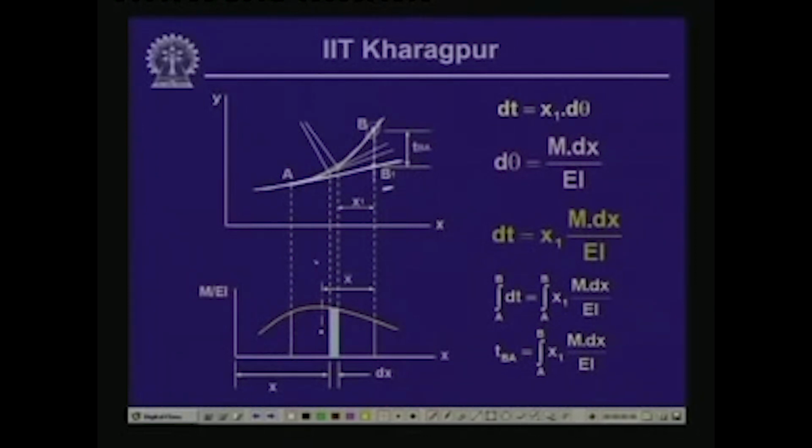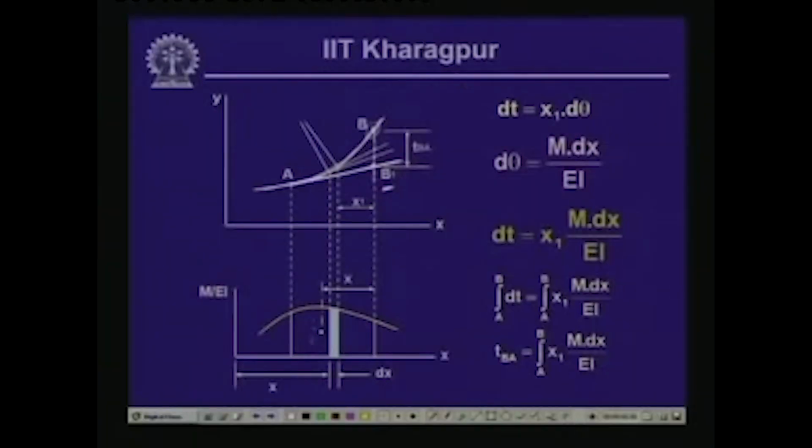So, the second moment area theorem states that the tangential deviation of a point with respect to the tangent drawn from any other point is equal to the moment of the M by EI diagram between those 2 points, taken about the former point. So, the moment of this M by EI diagram between 2 points A and B taken about B will be the case as per this second moment area theorem.